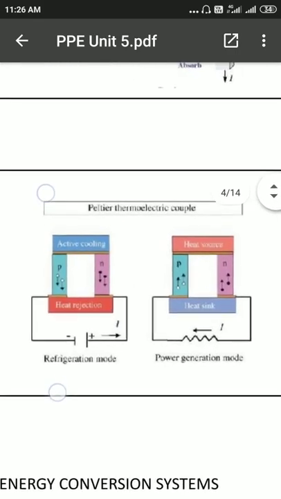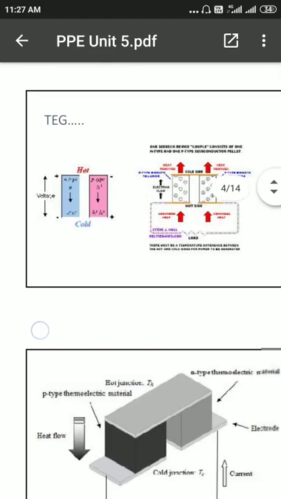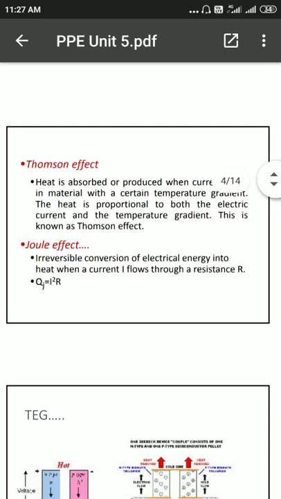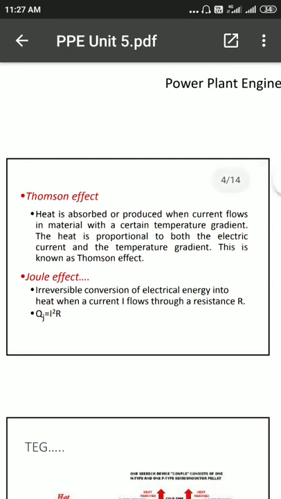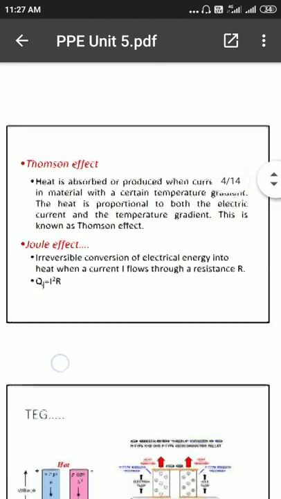This is a figure of the thermoelectric generator, where two materials are given, one a P type material and one an N type material. Before that, the Thomson effect is also there. Heat is absorbed or produced when a current flows in a material with a temperature gradient. The heat is proportional to both the electrical current and the temperature gradient.